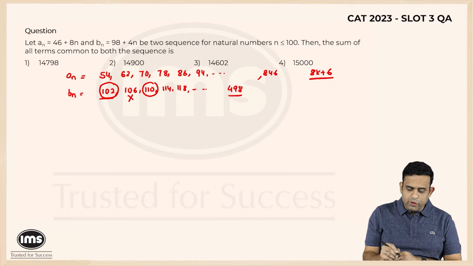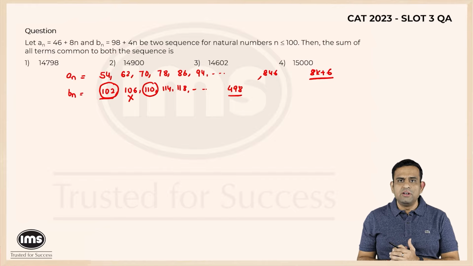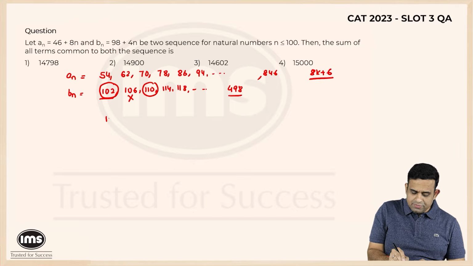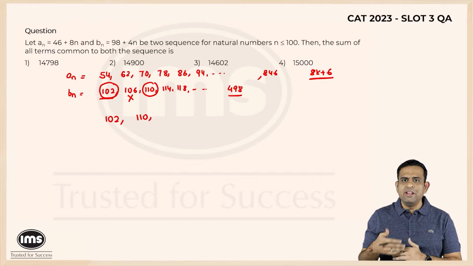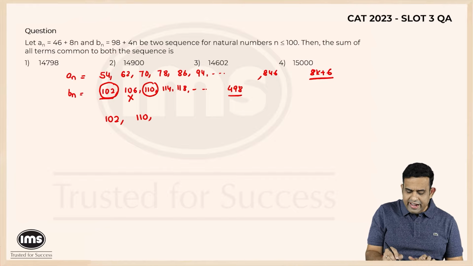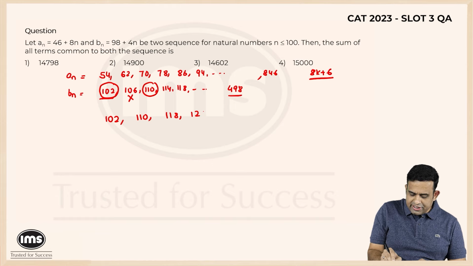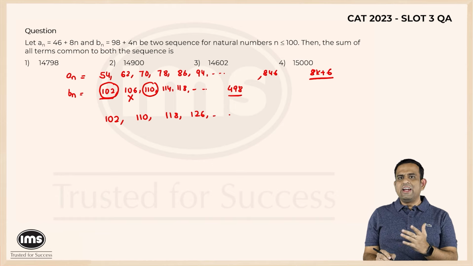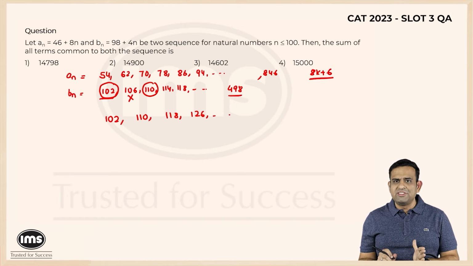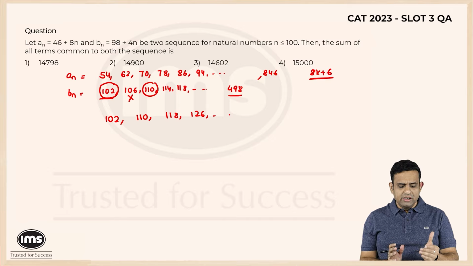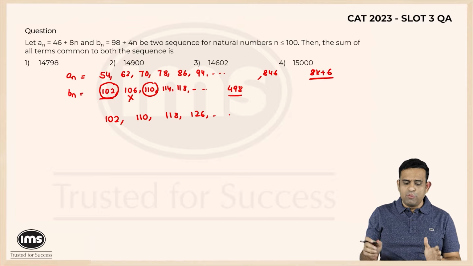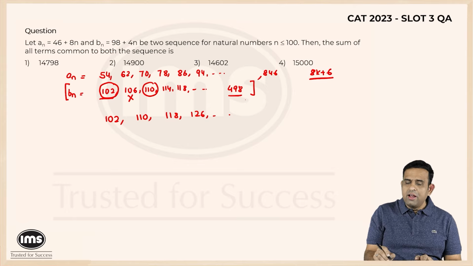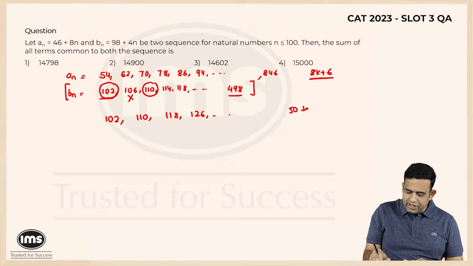Then 110 also, if you divide by the number 8, you will find 6 to be the remainder. So what we are finding in the second sequence is that 102 is the first common term, then 110 is the second common term. And you will keep on getting common terms at an interval of 8, which is 118, 126, and so on. So every second term, starting from the first term in the second sequence, is going to be a common term with the first sequence. Since the total number of terms in the second sequence was 100, we are only going to take 50 terms over here.